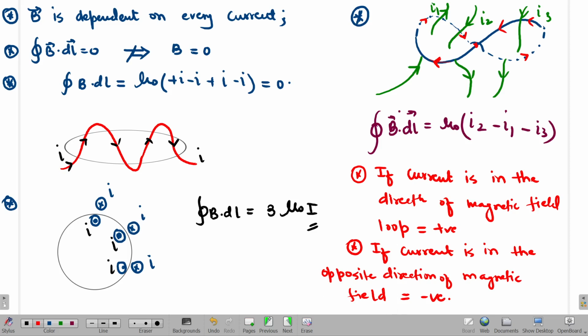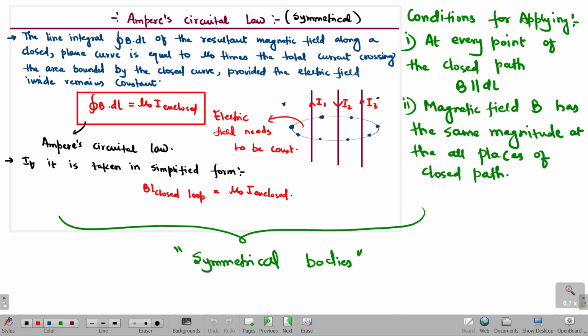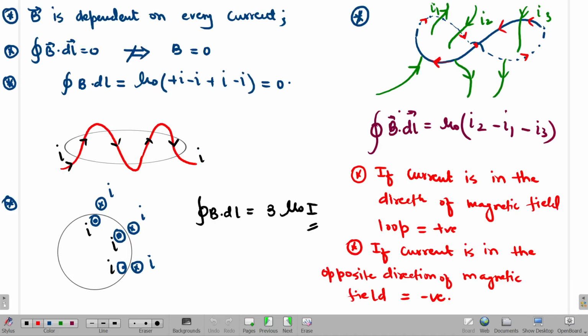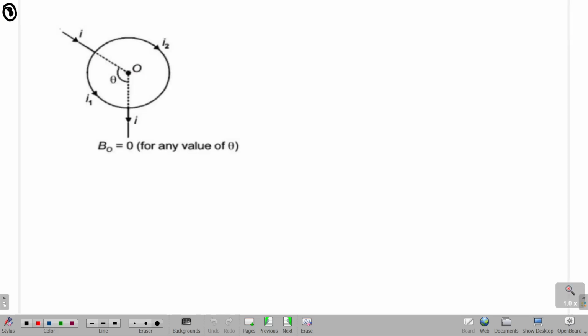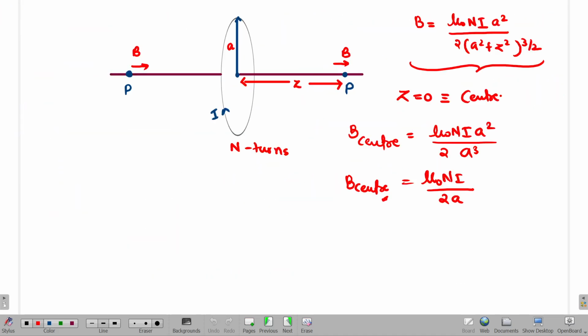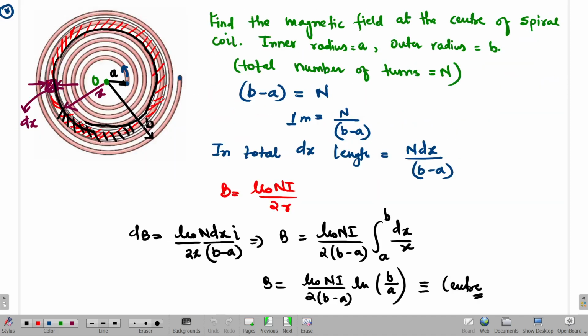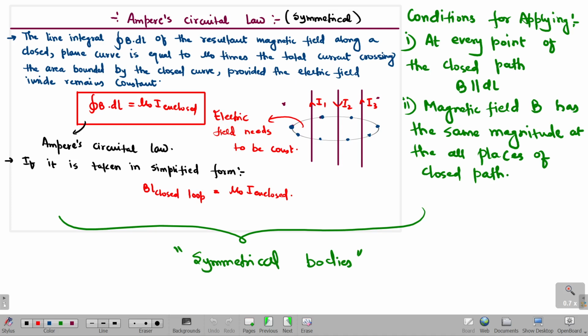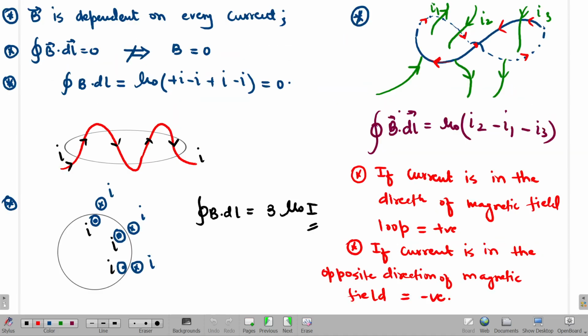Okay, so this was all about your Ampere's circuital law, and all these parts where current is considered on the loop kind of a thing. Are you able to get me? So now it is your task to solve these problems and ask me as many doubts as possible. Are you able to get me or not? Okay, I'll share this sheet with you.